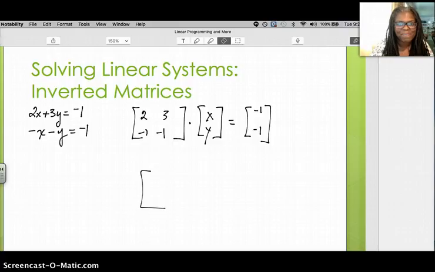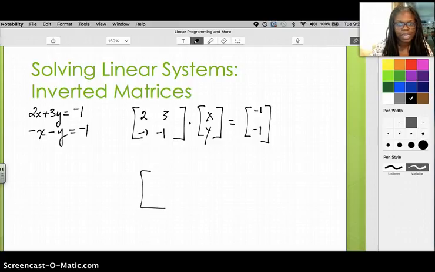It would mean that I am multiplying 2, 3 times x, y and then adding them together to get the first column, right? To get that first value. So 2 times x is going to give me 2x, 3 times y will give me plus 3y. And it should equal -1 when I'm done. Well, yeah, that's exactly a restatement of this.